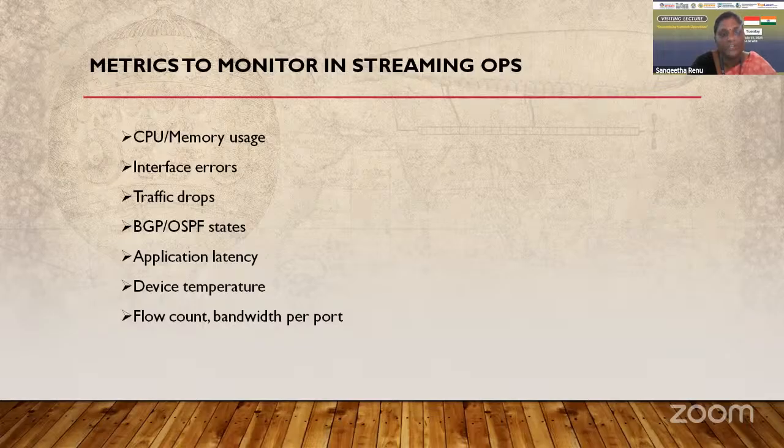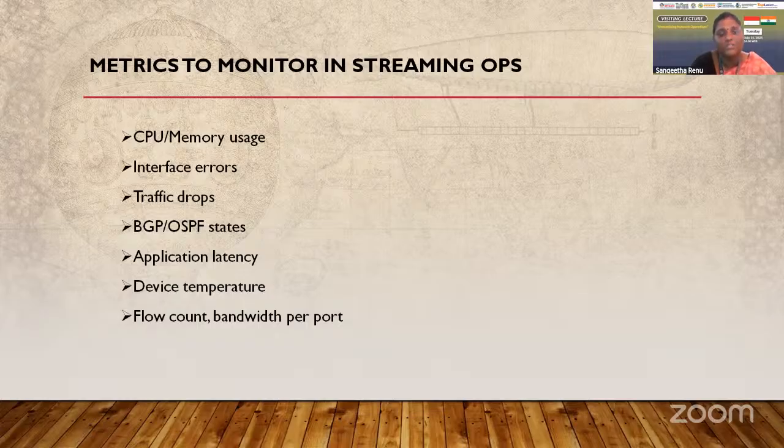Metrics to monitor in streaming: CPU and memory usage, interface errors, traffic drops, BGP and OSPF states, application latency, device temperature, flow count, or bandwidth per port. These are the key performance metrics that should be continuously monitored in a streaming network operations environment. These metrics are pushed in real time from network devices, allowing rapid detection, analysis, and response. Why do these metrics matter? High availability, low latency, quick troubleshooting, and effective automation decisions.